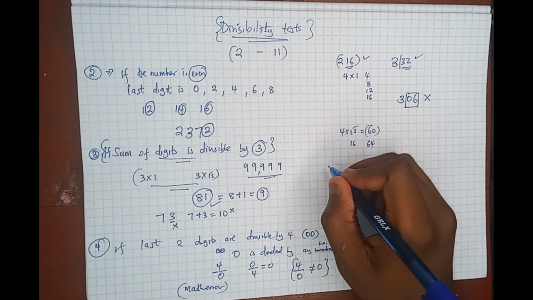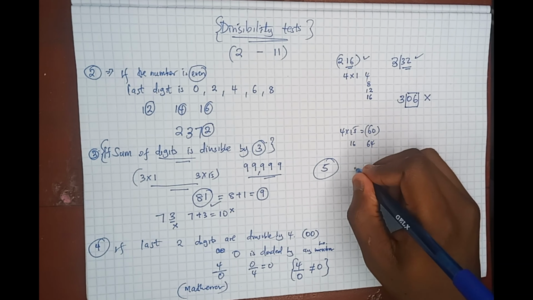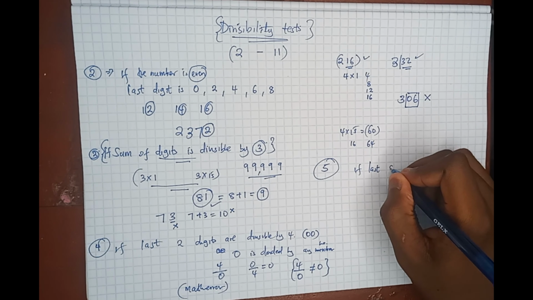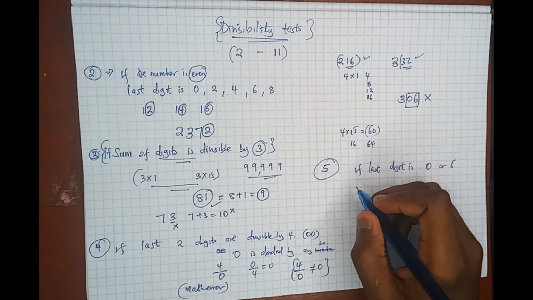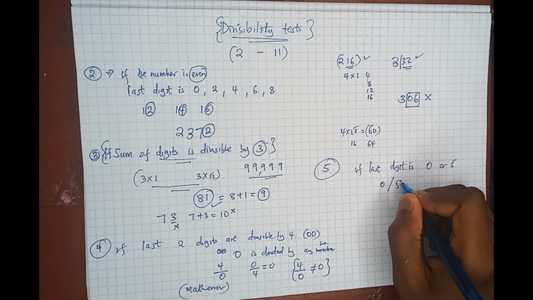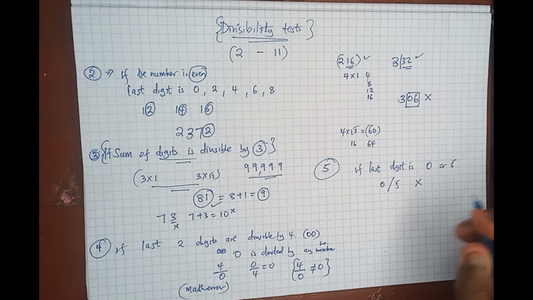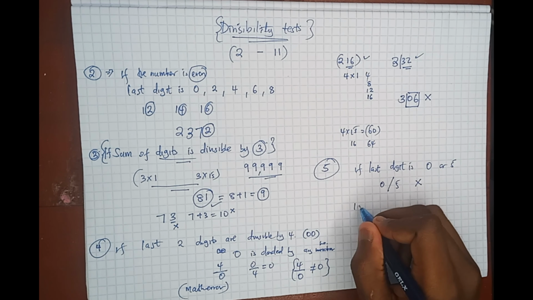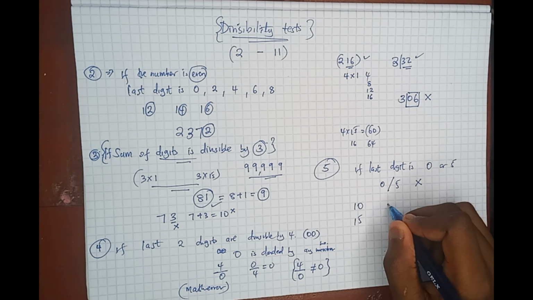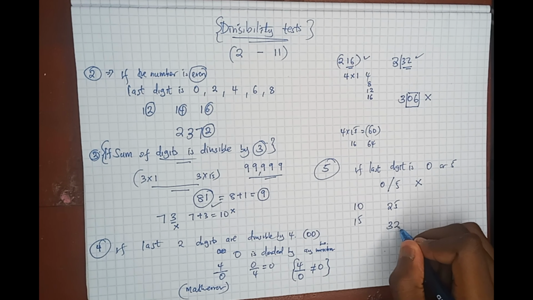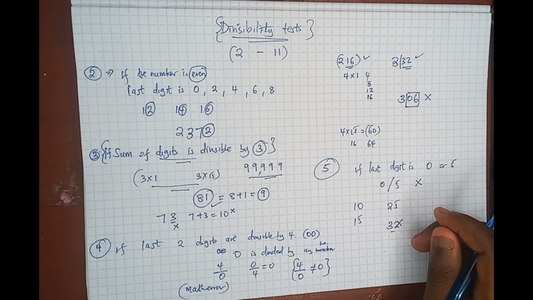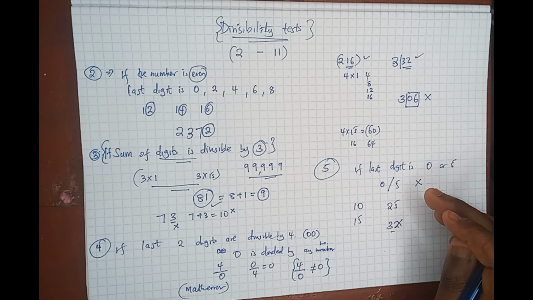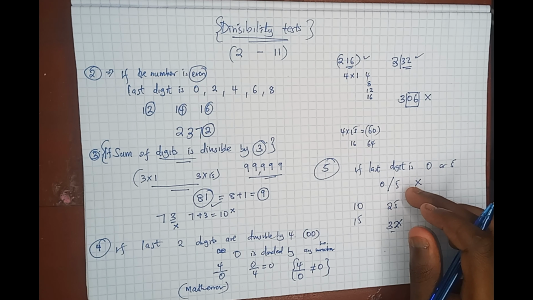So next is 5. A number is divisible by 5 if the last digit is 0 or 5. So for example, 10 is divisible by 5, 15, 25, but a number like 32, no, because it ends with 2. Any other number, if it ends with any other digit, it's not divisible by 5. If the number ends with 0 or 5, then it is divisible by 5.